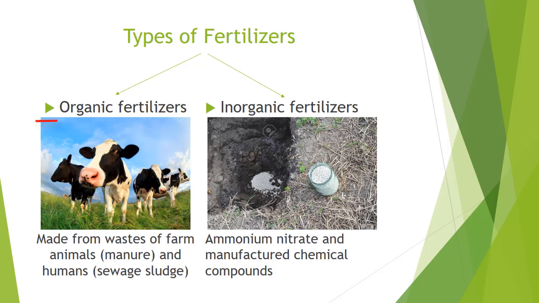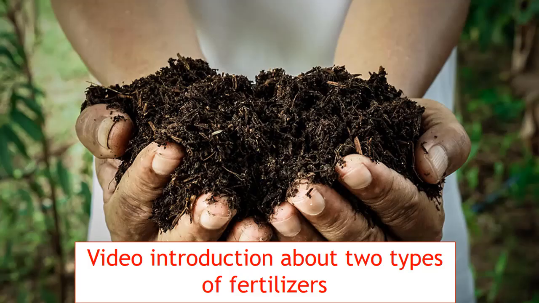One of them is called organic, and the next one is called inorganic. As you can see by the pictures, organics are made from waste of farm animals, as we call it manure, or humans, sewage sludge. Or we have the inorganic fertilizers that are called mostly ammonium nitrate or some kind of chemical compounds that are manufactured. Now guys, you're going to watch a small video about the two types of fertilizers.